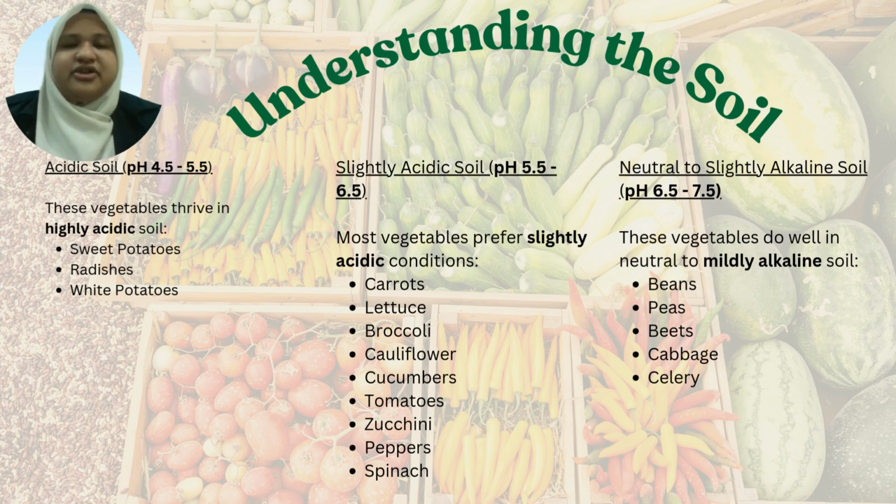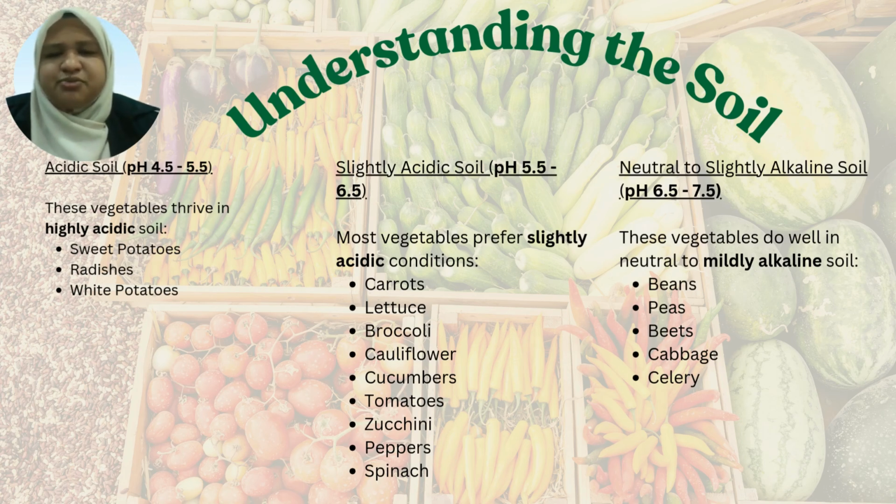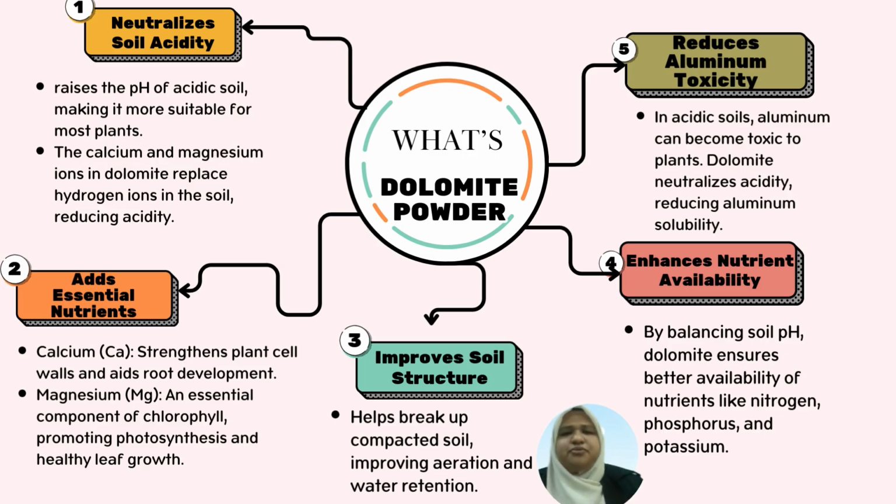To better understand the relationship between soil and crops, here is a list of vegetables along with the specific pH levels required for their optimal growth. This highlights how critical soil pH is in supporting healthy and productive crops. Here, I'd like to highlight how dolomite neutralizes soil acidity, adds essential nutrients, enhances soil structure, improves nutrient availability, and reduces aluminum toxicity, making it a crucial tool for sustainable agriculture.